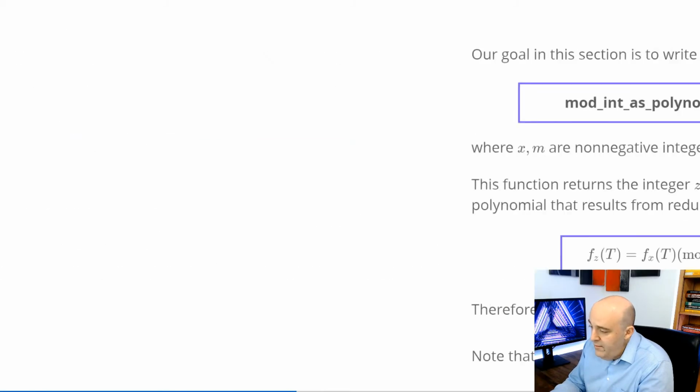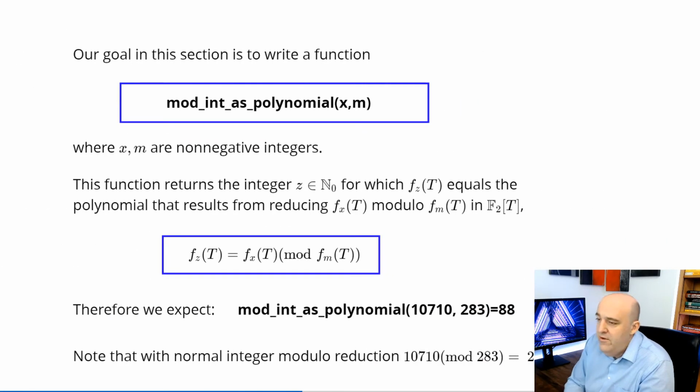And so we want to write a Python function which will calculate that number for us. So let's write a function called mod_int_as_polynomial that takes in two integers x and m, not polynomials, just integers. And we want to find the integer z such that fz of t equals fx of t modded, reduced by fm of t using polynomial reduction.